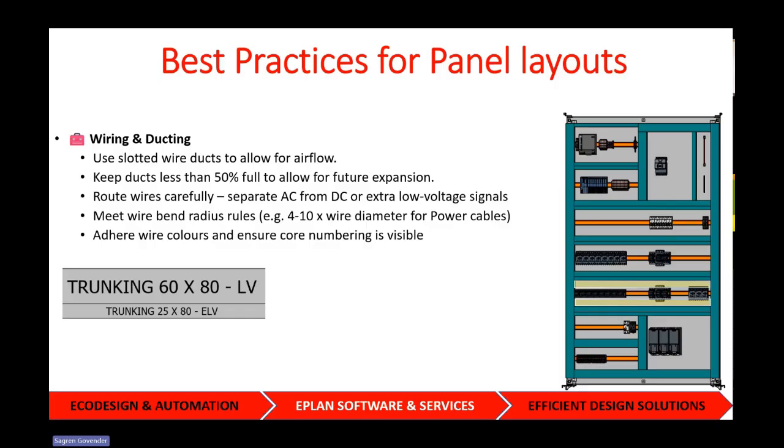And adhere to the wire colors. And also, when you're placing your trunking, just make sure you allow sufficient space to see your wire numbers. Typically 40 to 50 millimeters above and below your devices, so that your wire numbers can be visible.